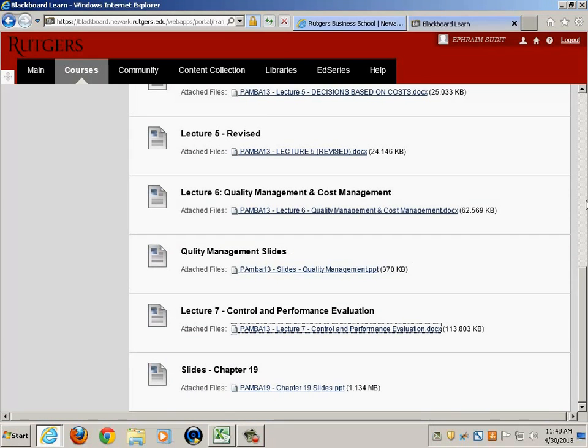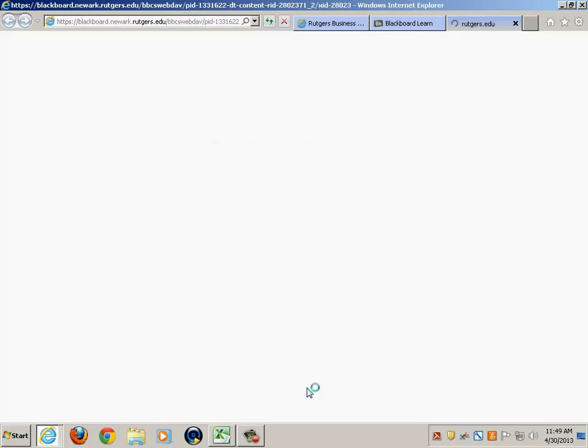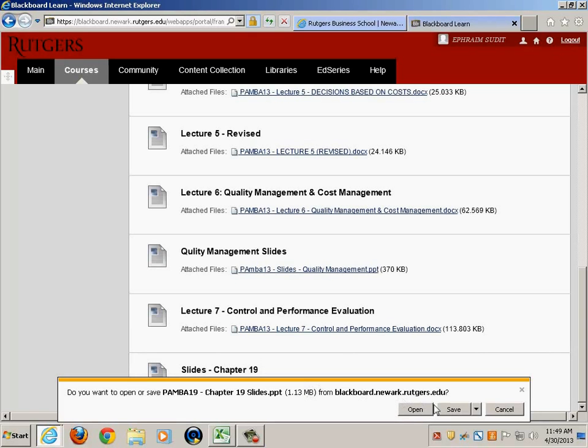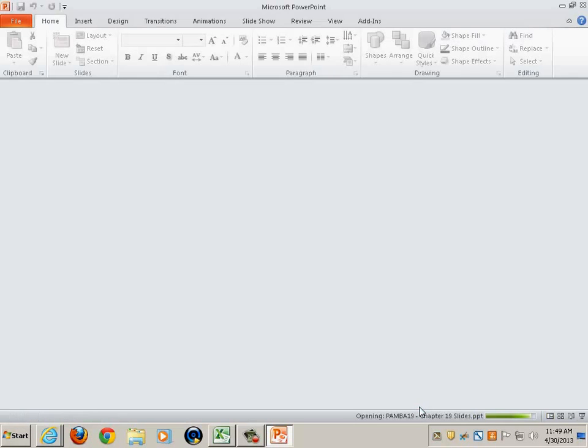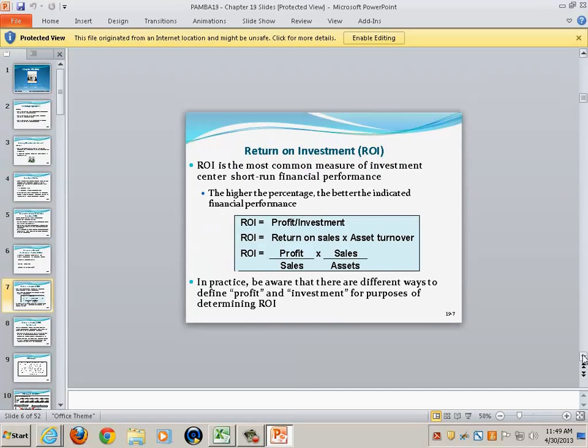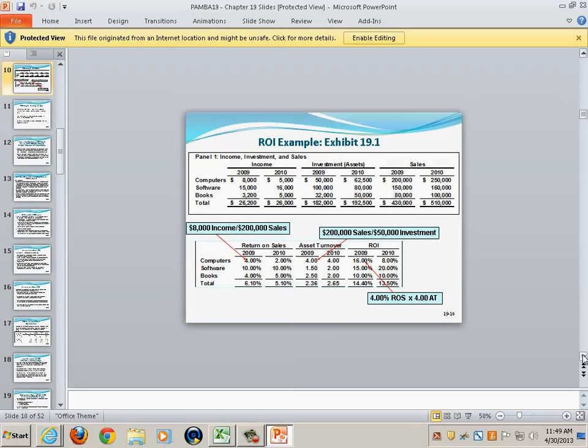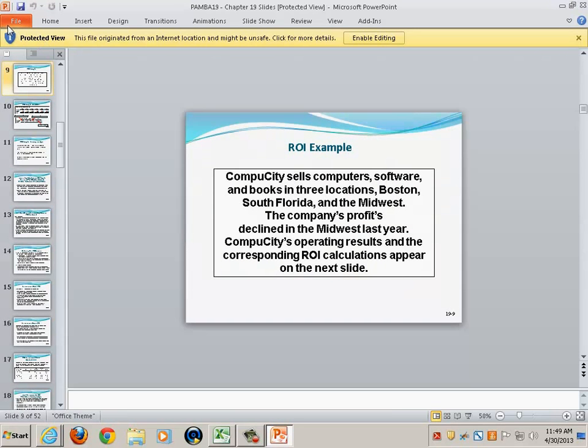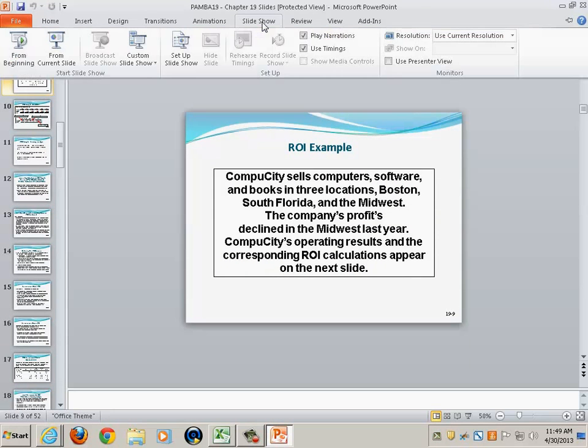So for that, we would like to go to the slides. Let's go to the slide. Actually, let's go one slide before. And slideshow.